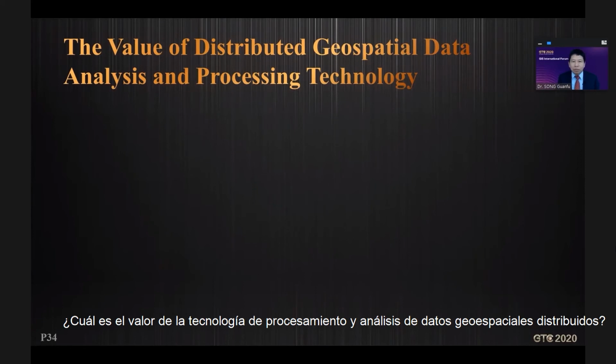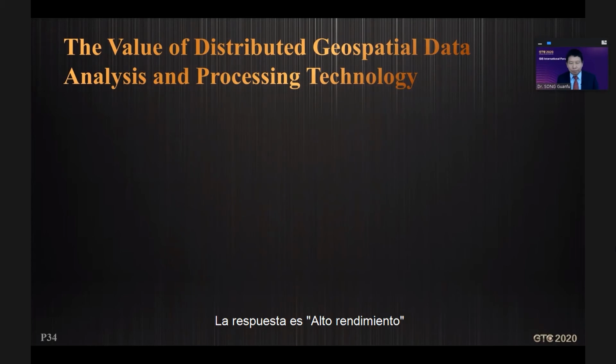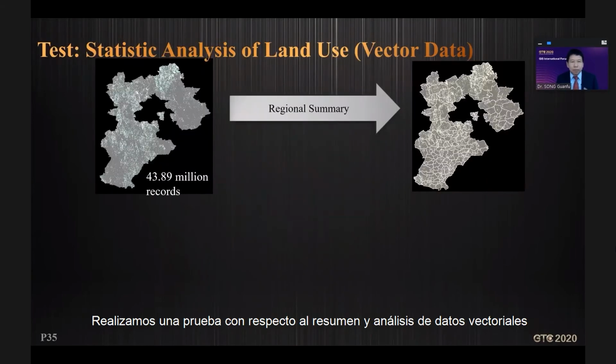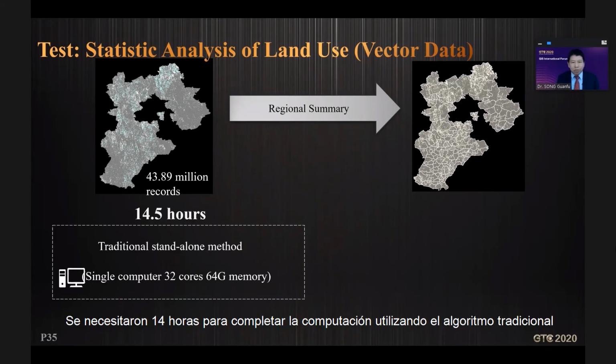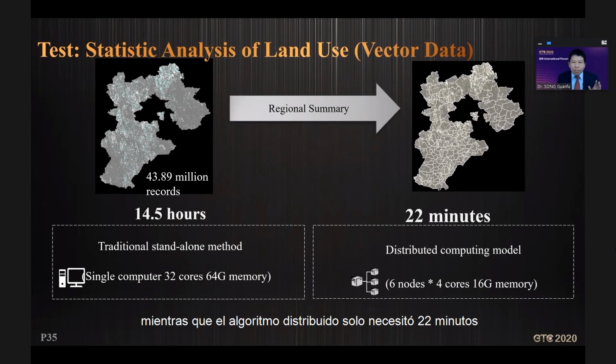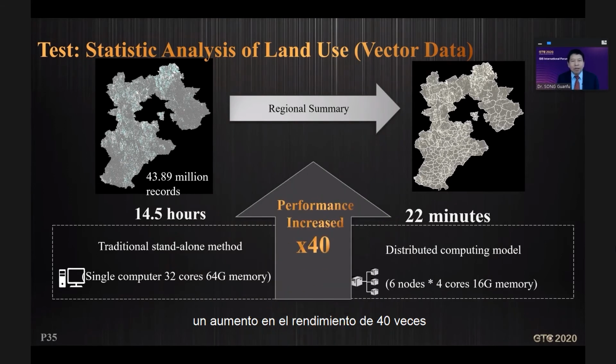What's the value of distributed geospatial data analysis and processing technology? The answer is high performance. We conducted a test regarding vector data summary and analysis. It took 14 hours to complete the computing using the traditional algorithm, while the distributed algorithm only needed 22 minutes, a rise in performance by 40 times.